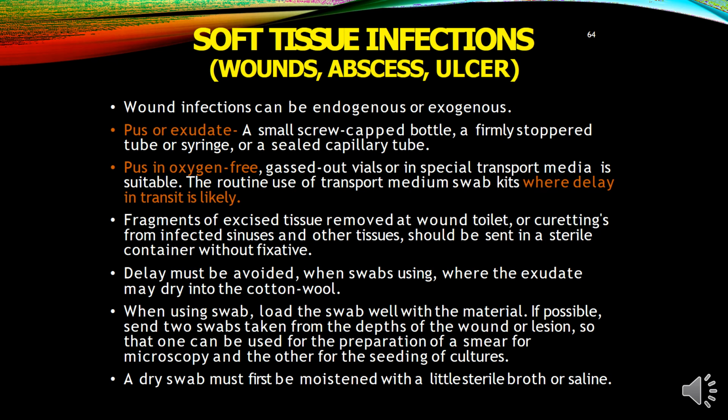soft tissue infection. Soft tissue infection may be endogenous or exogenous. For pus exudates, use a small screw cap container, a firmly stoppered rubber syringe, or a sterile capillary tube. Pus should be transported in oxygen-free medium, gassed-out vials, or in special cases where transport media is suitable. The routine use of transport media in swab cases with delayed transit is required.